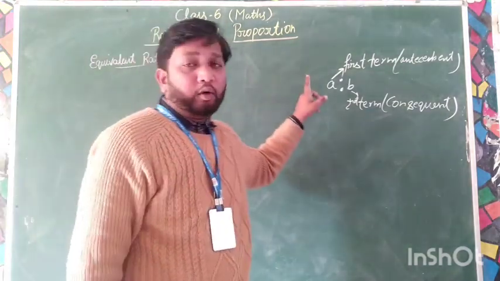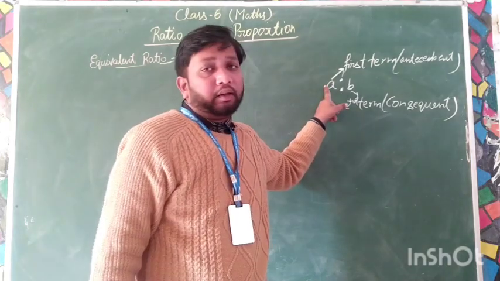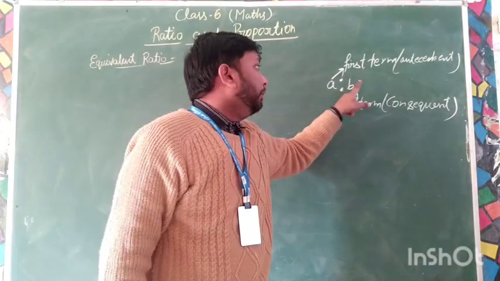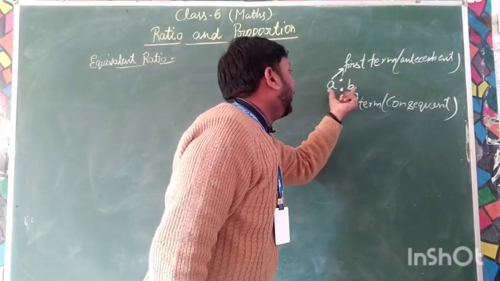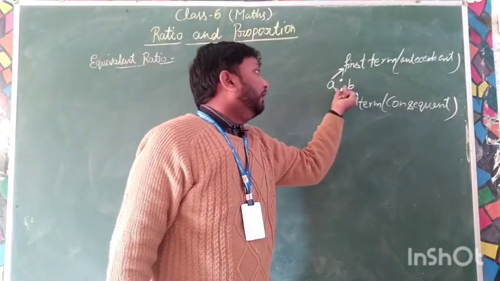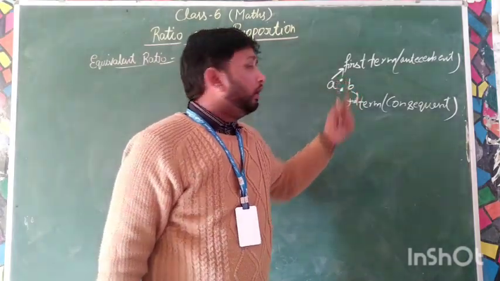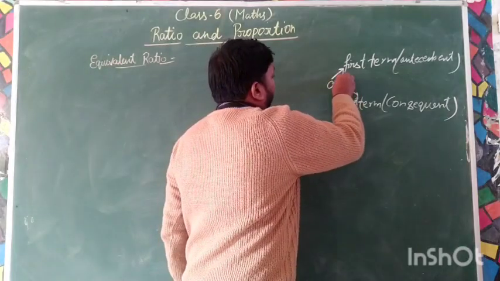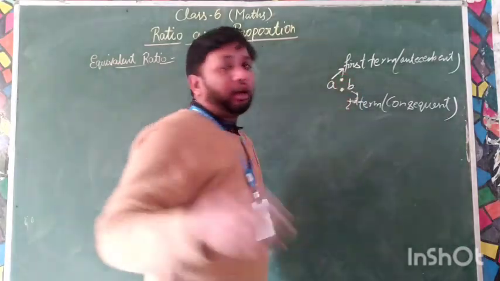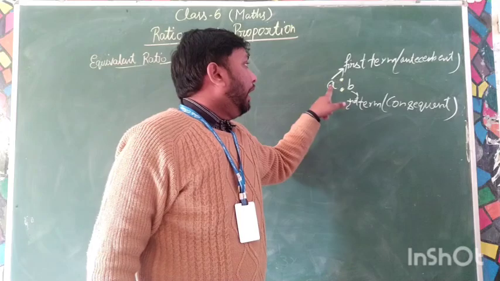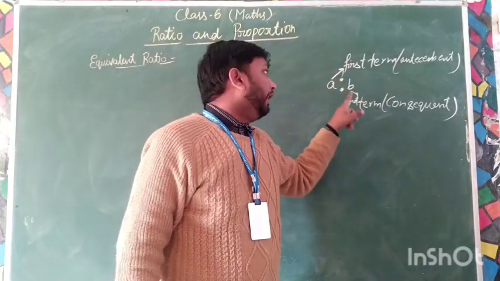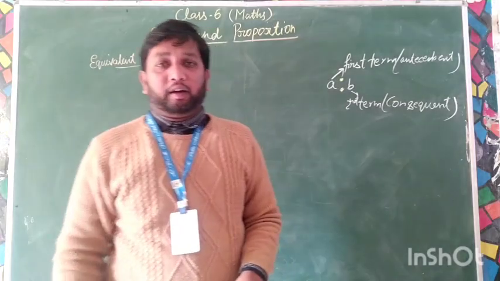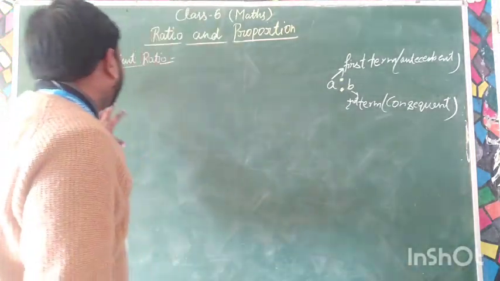And we know that if there is a ratio called A ratio B, we write it as A:B, and we read it as A ratio B. This symbol is called ratio, two dots up and down. The number A, which is the first term, is called the antecedent, and B is called the consequent of the ratio.